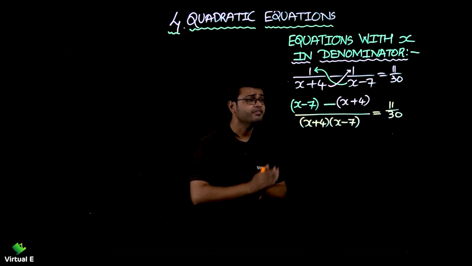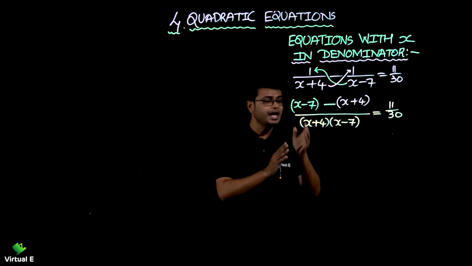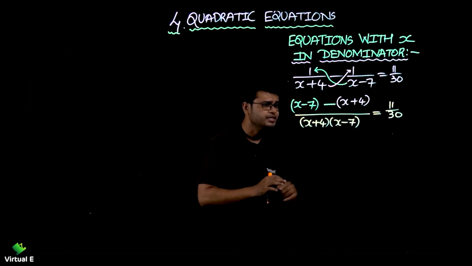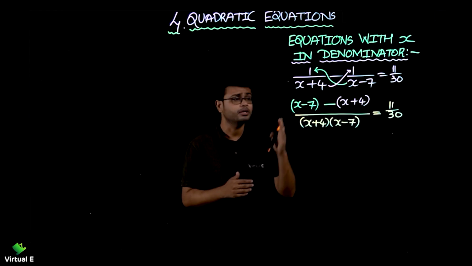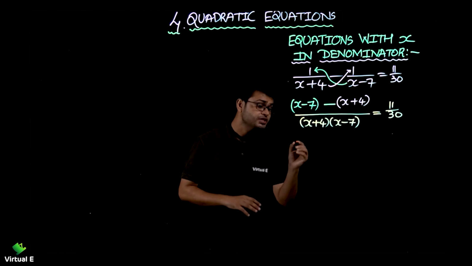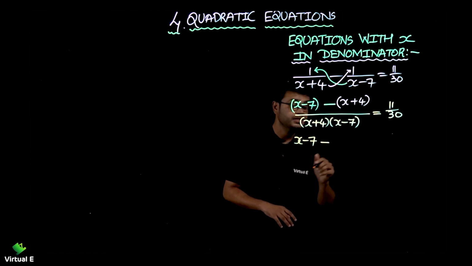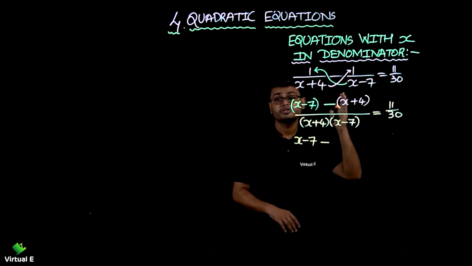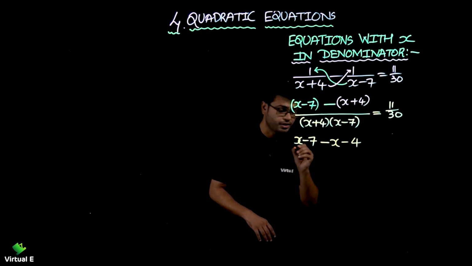Now let's simplify. How will I simplify? I'll open the brackets in the numerator, then I'll open the brackets in the denominator as well. Keep the RHS as it is. So if I open the bracket, it will remain as it is because there is no sign before it, no number before it. So it will remain as it is, which is x minus 7. Then the minus sign is there. So I will be changing all the signs of this term which is inside the bracket. So minus x and minus 4.